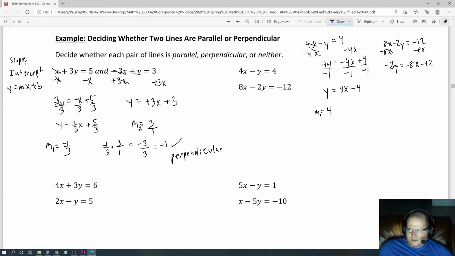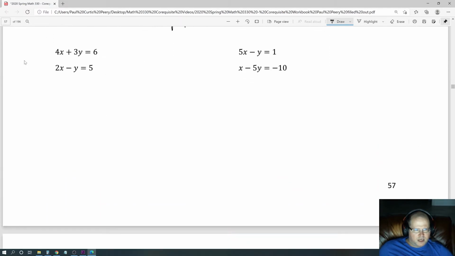Then we undo the multiplication of y by a negative 2 by dividing by negative 2, and whatever we do to one side, we do to the other. And y is negative 8 divided by negative 2 is equal to positive 4x. And we say negative 12 divided by negative 2 is a positive 6. Okay, so what's the slope of the second one? Well, the slope of the second one is a 4. And of course, 4 is equal to 4, so this is parallel. Parallel, right?